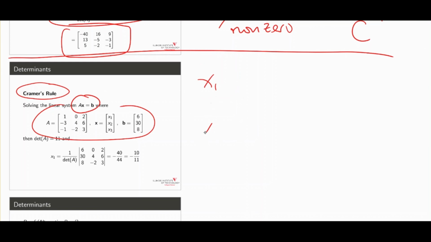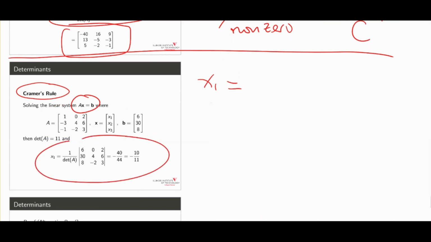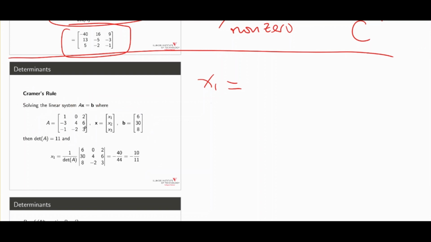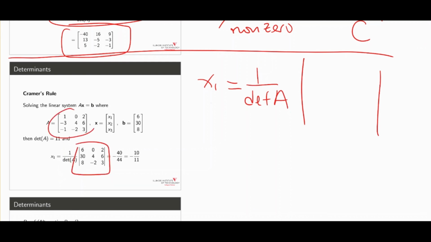But let's look at x1. We can actually find x1 by using these formulas, okay? I'm going to explain why we have this formula and how you actually use it. So obviously you see that we need to divide by the determinant. That's straightforward. But what is this determinant? If you look at this determinant, it is kind of like A.